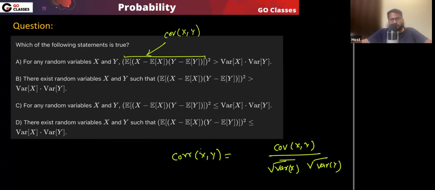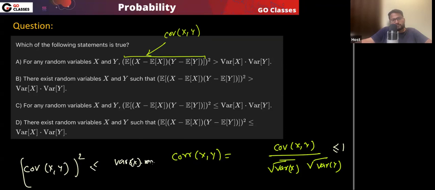Now, if you take the square on both sides, the correlation squared is always less than or equal to 1. So the covariance of xy squared should be less than or equal to the variance of x into the variance of y. Let's just check it. So it should be less than or equal to, no?